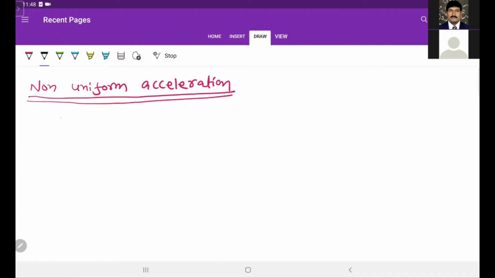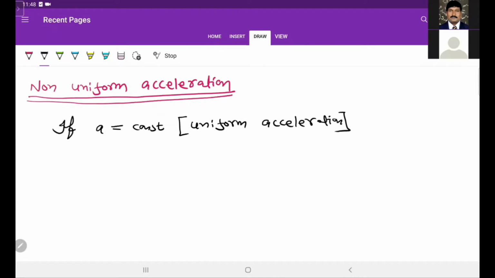We know kinematic equations are used only when acceleration is constant. If acceleration is constant, so this is called a uniform acceleration. So then we can use kinematic equations.